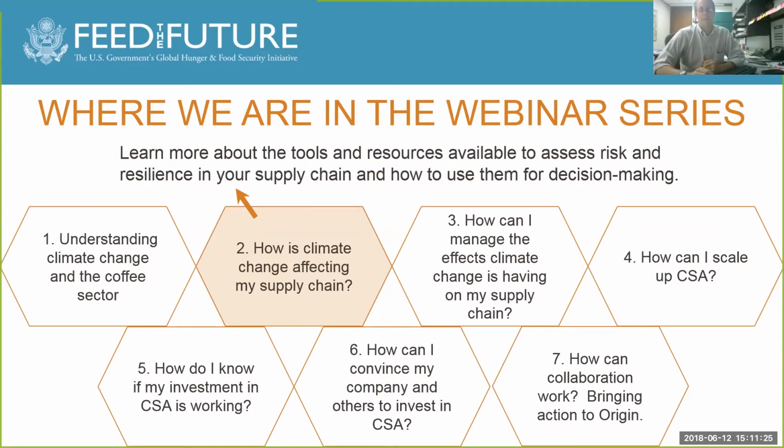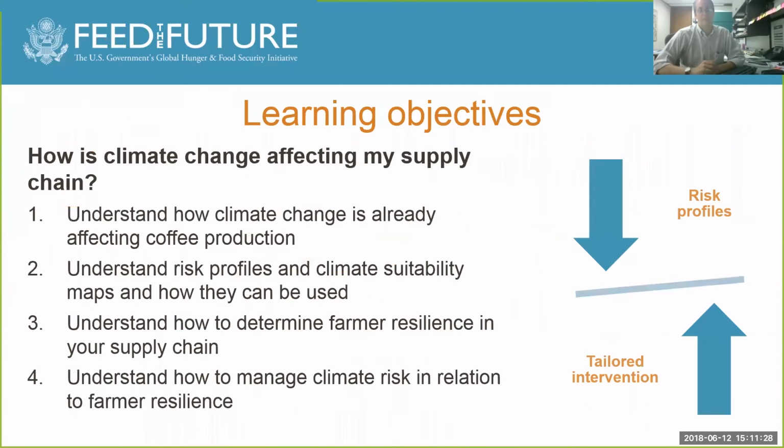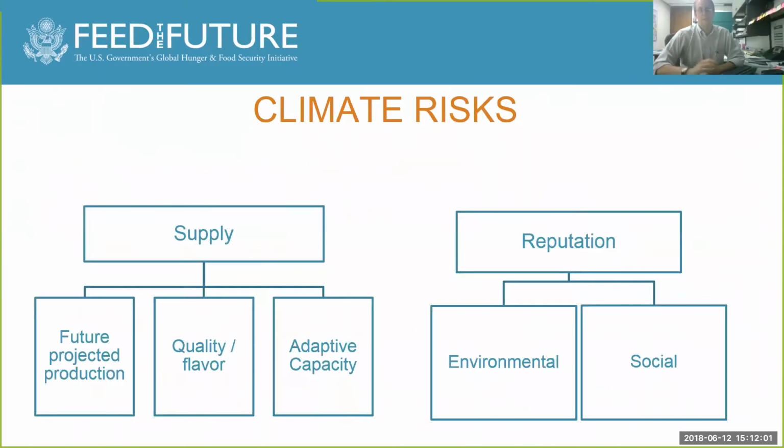The learning objectives for today are fairly straightforward. We want to look at how climate change is already affecting coffee production, understand how risk profiles and climate suitability maps can be used, understand some initial ideas about farmer resilience, and begin to understand how to manage climate risk in relation to farmer resilience in your supply chain. So here we're talking about understanding the connection between risk profiles and tailored interventions to specifically reduce risk in your supply chain. We've taken this kind of a view of risk.